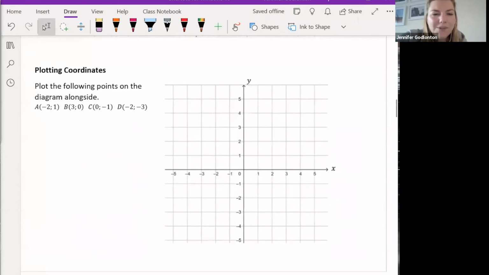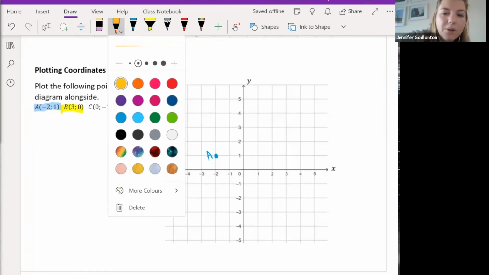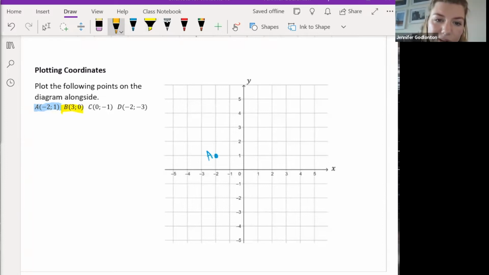Okay, so when it comes to plotting coordinates, we do exactly the same thing. Basically, we read it, and then we have to write a letter for what we're plotting. So for example, if I'm looking at A, which is (-2, 1), I would go to my x-axis and go to -2, and go to my y-axis and go to 1, and then I would plot that, and I would write A. If I was looking at B, my x value is 3 and my y value is 0. So it's going to be on that line, and I'm going to call that one B.